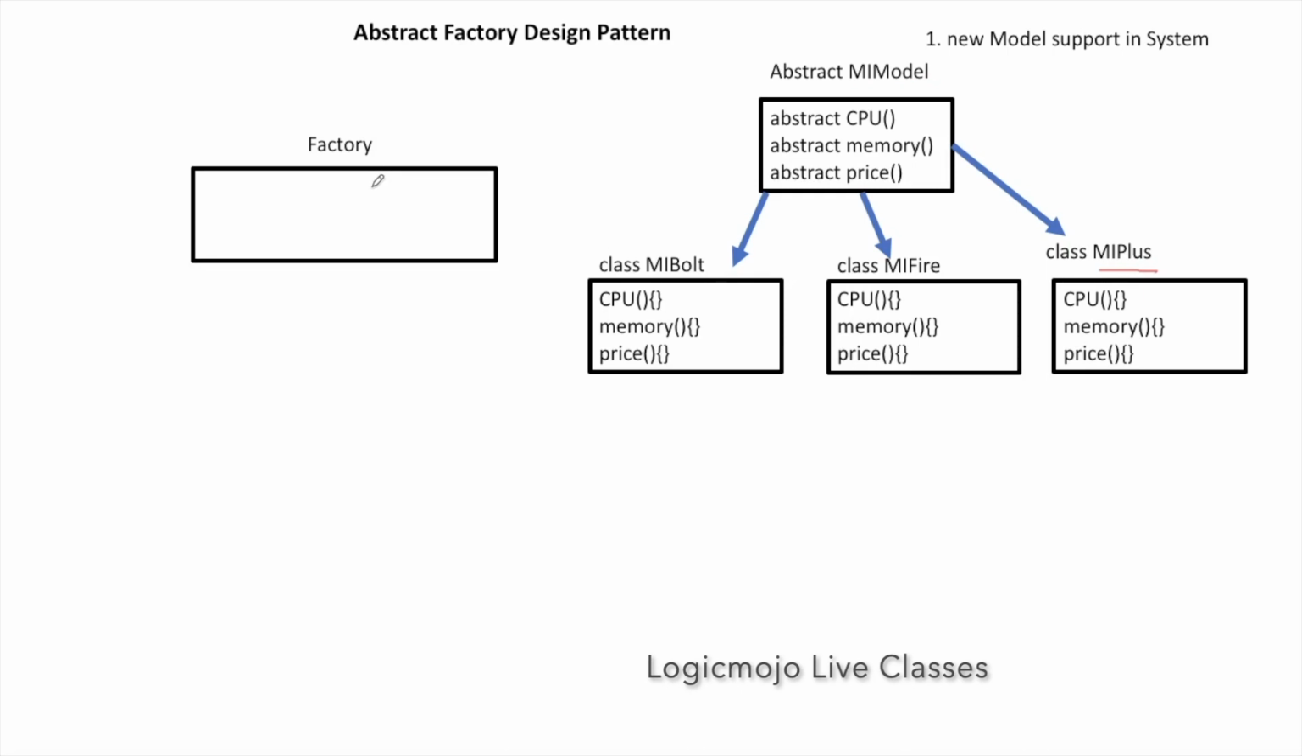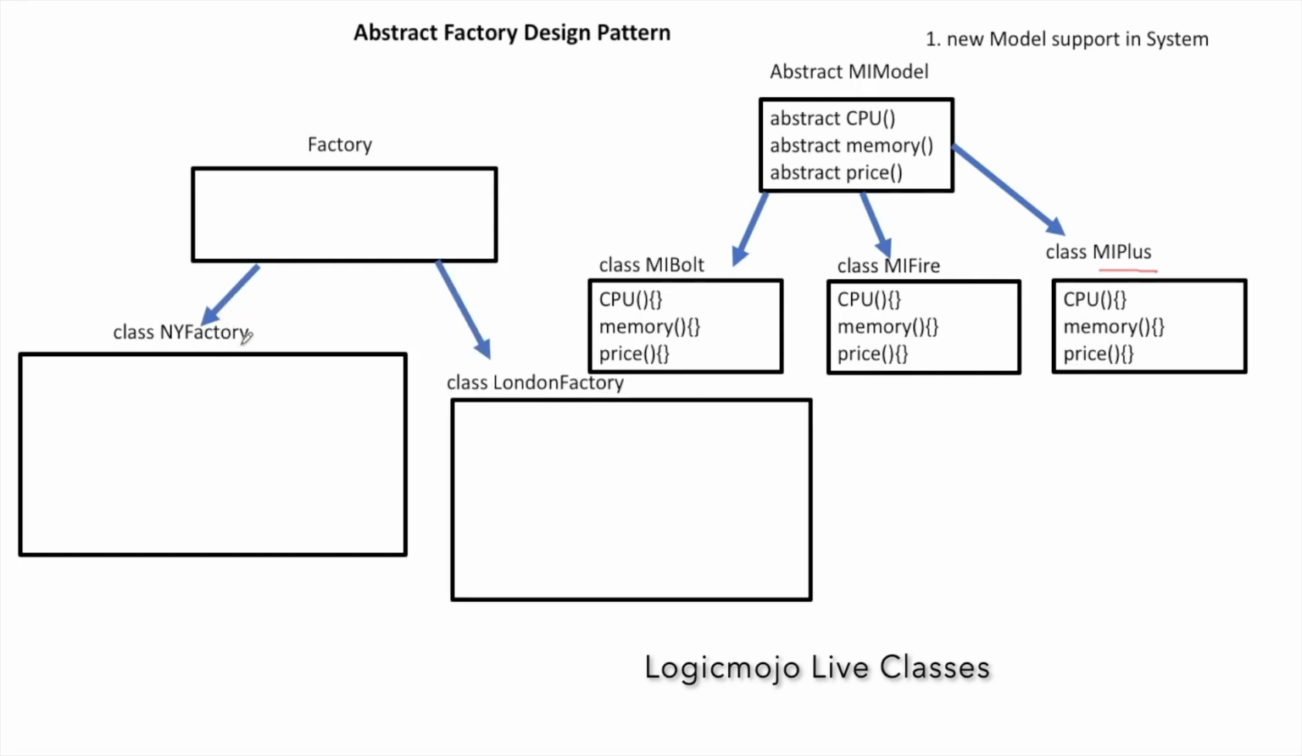But as we discussed in our last lecture, we want to extend our business to two new offices, that is London and New York. So now our factory class will extend to these two new offices. We create two derived classes from the parent class factory. The first derived class is New York factory and the second is London factory, and we extend these two classes from the factory.